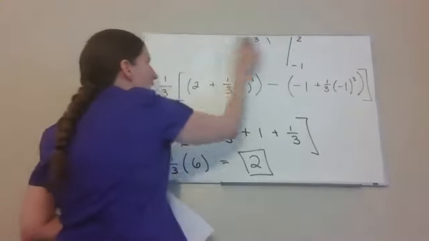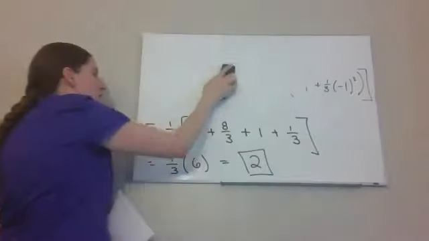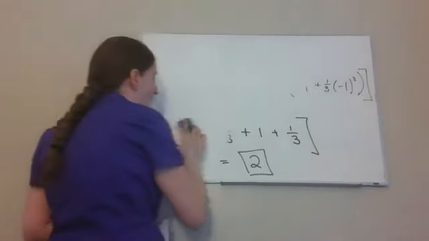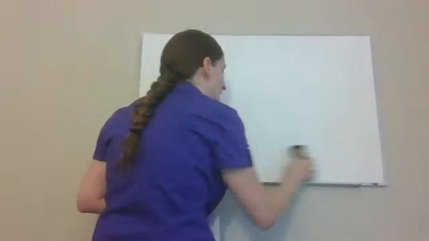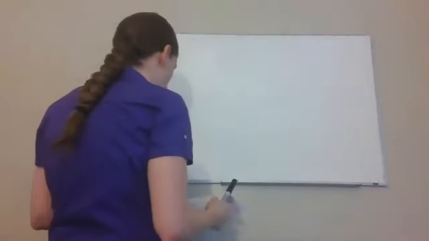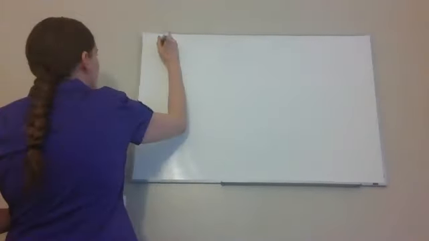So if you're asked to find the average value of a function on an interval, you can find it by just using this formula, 1 over b minus a, integral of f of x dx from a to b. All right, so now we need to learn how to do some more complicated definite integral problems using substitution.